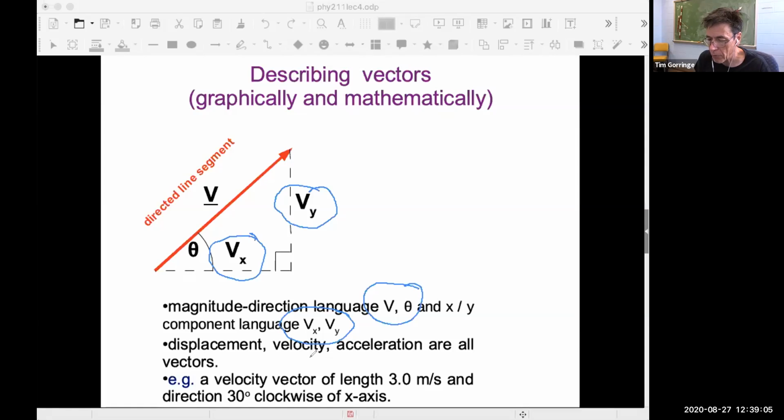And so, for example, I could specify this vector over here, if it was a velocity vector, as having a magnitude of 3 meters per second and an orientation, direction, of 30 degrees. This should say counterclockwise, actually. I'll correct this here. 30 degrees counterclockwise from the x-axis.